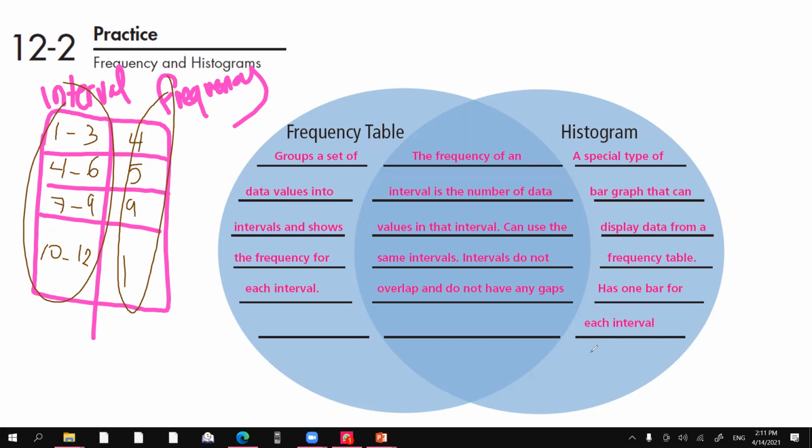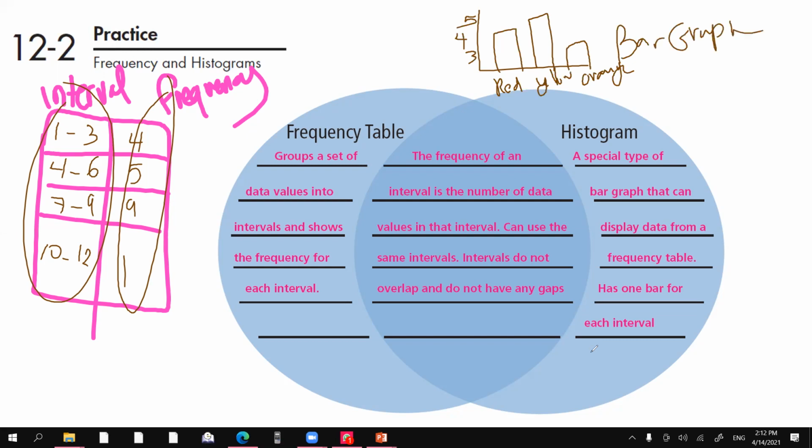Now, what is the histogram? A histogram is a special type of bar graph. All of us know we have something we call a bar graph. This is an example: I ask who likes red, yellow, or orange. They told me 4 like red, 5 like yellow, and 3 like orange. This is what we call a bar graph.